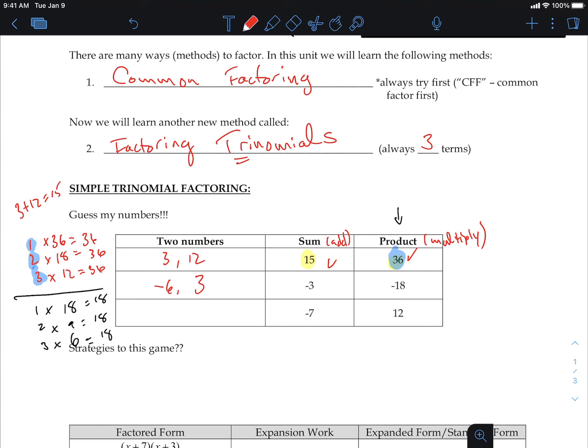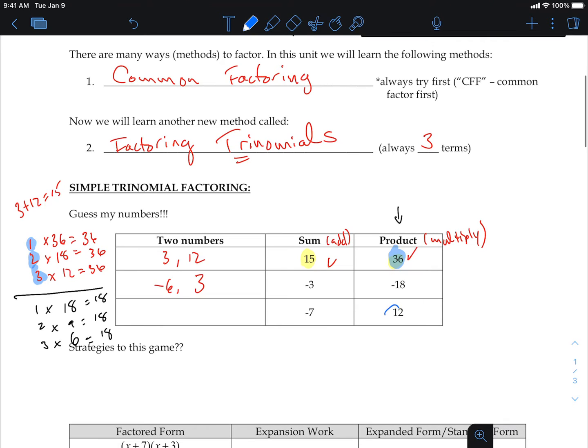Okay, so for this one, we'll do this one in blue. Again, we need two numbers that multiply to 12. So 1 times 12 equals 12. Can you ever get 1 plus 12 to equal negative 7? No. Not going to work. All right, well, let's go to the next one. 2 times what gives me 12? Well, 2 times 6 gives me 12. I can't make 2 plus 6 equal negative 7, though.